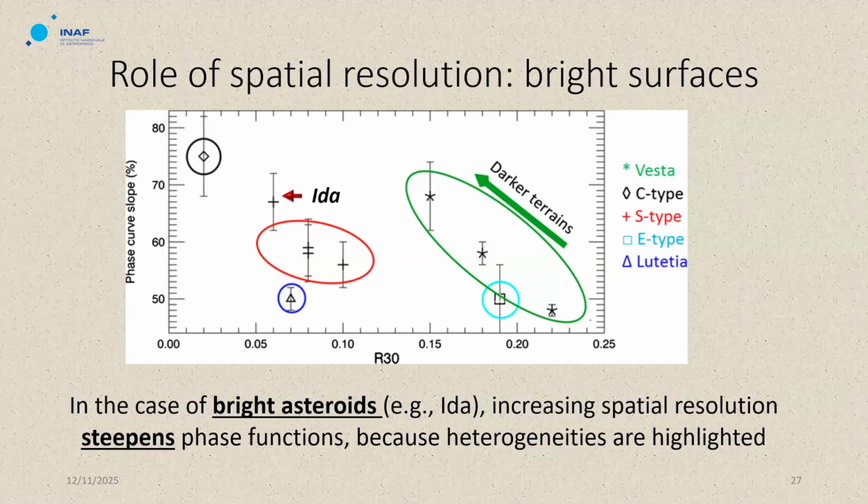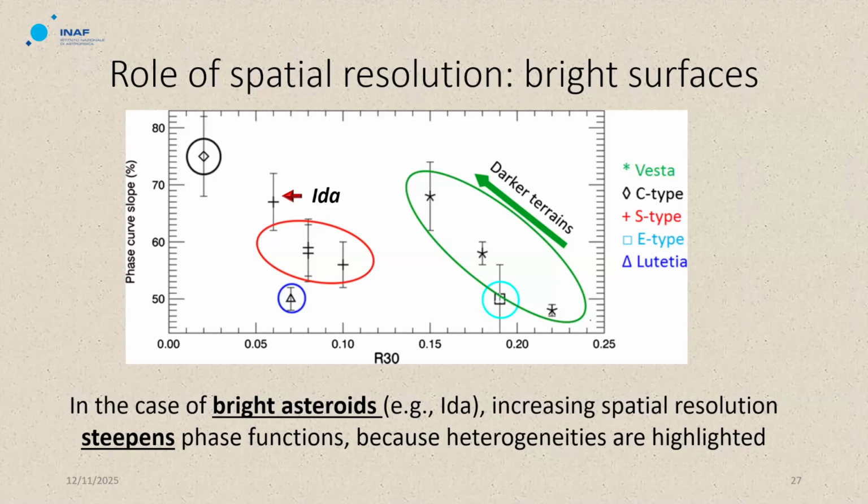This is the case, for example, for Ida. In the case of a bright surface, so bright means albedo larger than 0.05, albedo at 30 degrees, Ida shows a phase function steeper than the other S-type asteroids belonging to the same taxonomic class. But Ida is observed at a better spatial resolution. This is observed because when we increase spatial resolution, we highlight the heterogeneities of the terrains, and this leads to a larger variation of reflectance even between different phase angles.